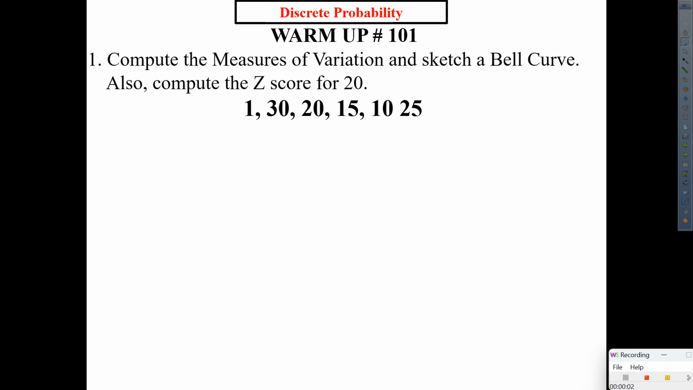Warm-up 101 is on the screen. I only gave you the mesh variation just for practice. I took off the other practice because I want to save time for the lesson. We're moving on to another portion.